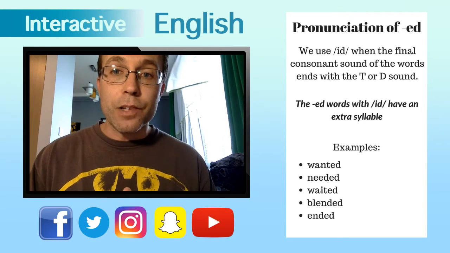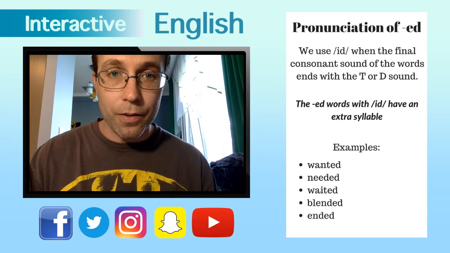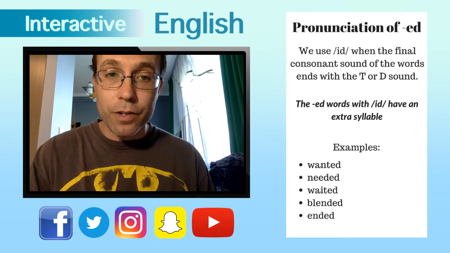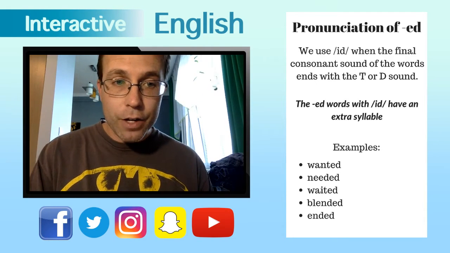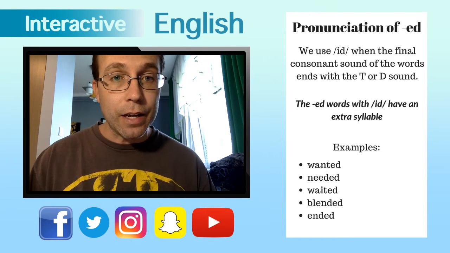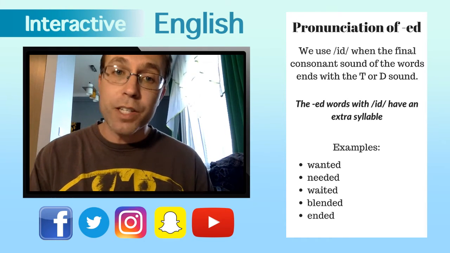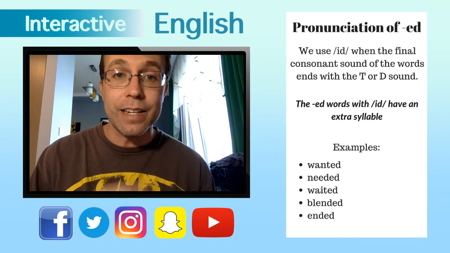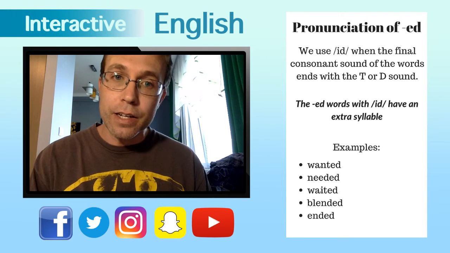All right, because when the final sound is a T or D, it's going to have this id sound. The reason is that we're already using the T and D sounds for voiceless and voiced verbs, so we can't have two T sounds in a row. For example, want ends with a T sound, so it's going to have that id: wanted. We can't have "wantt," because T is a voiceless sound. Same with need: D is voiced, so you can't have those two D sounds in a row. Needed, all right?